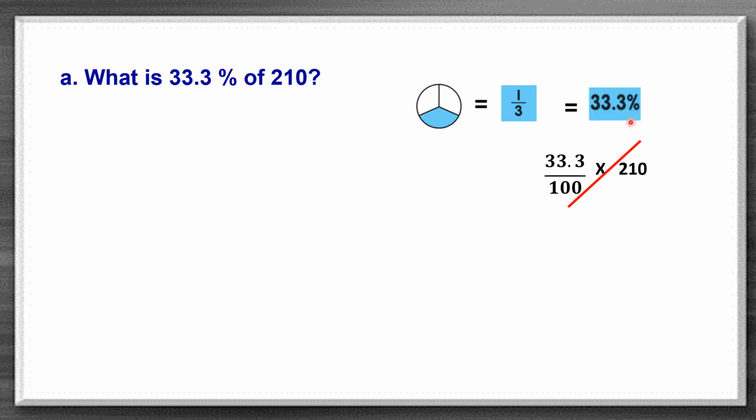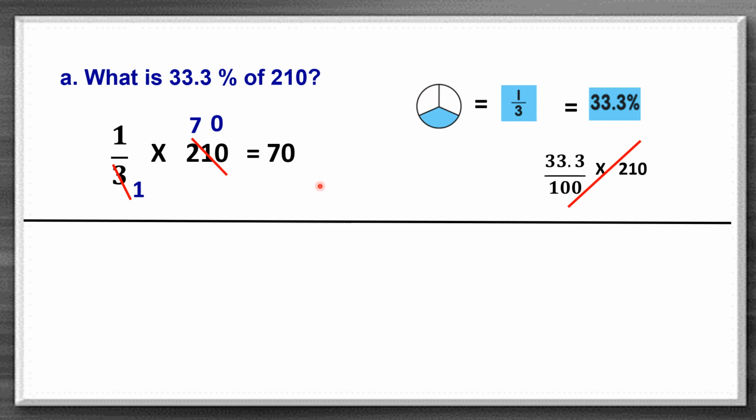So 33.3% is 1 by 3 from the chart, isn't it? So now 33.3, we will replace it by 1 by 3. Of means multiplication, into 210. Now 3 ones are 3, 3 sevens are 21, 3 zeros are 0. So our answer is 70. It will be very easy. The calculation also, you can do it in a very easy way.